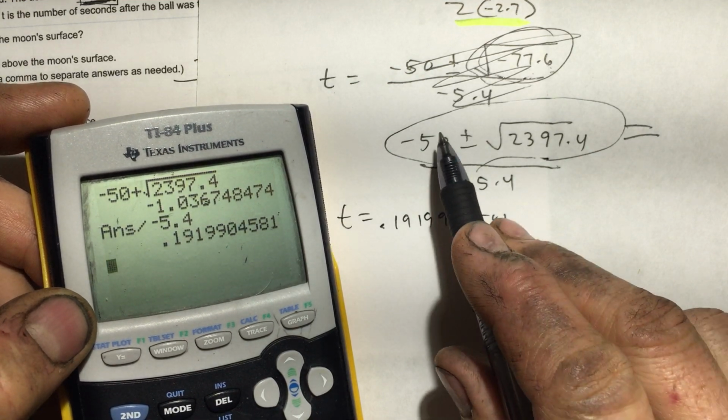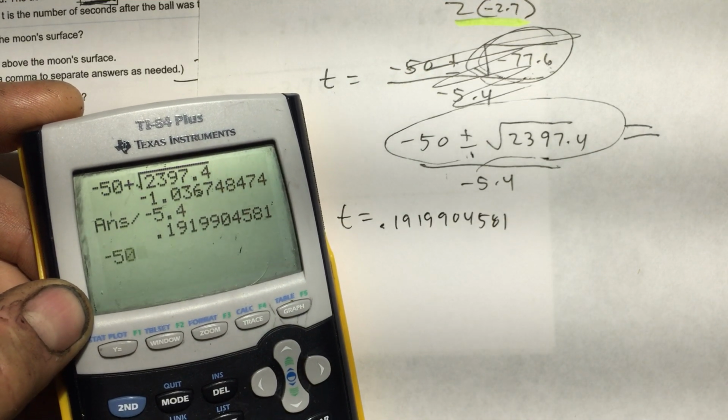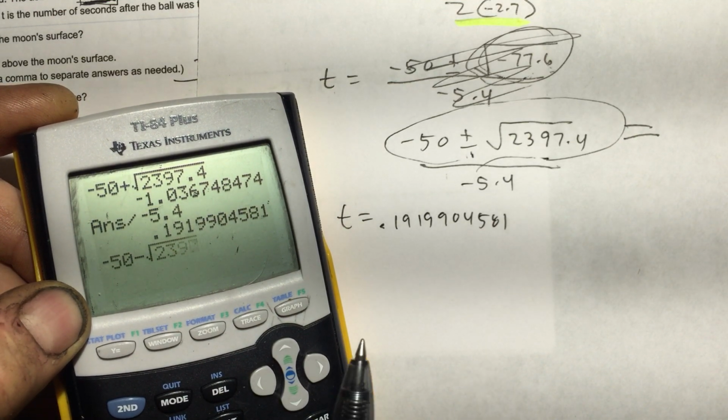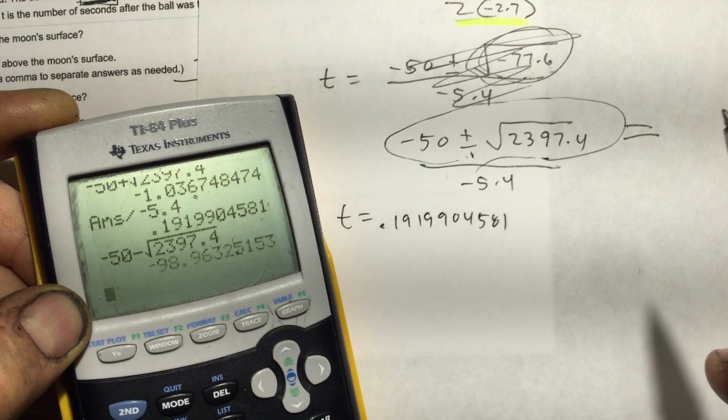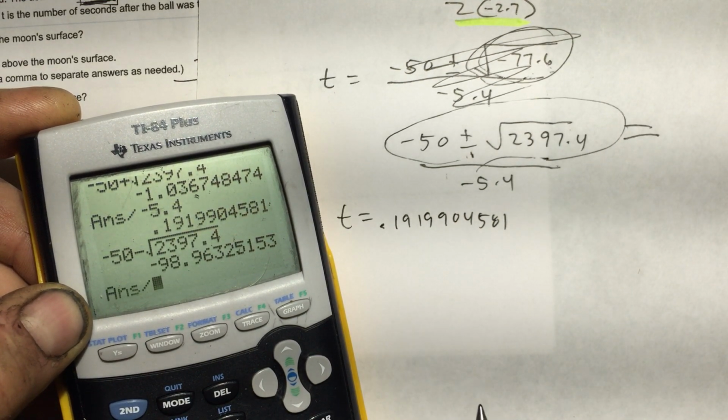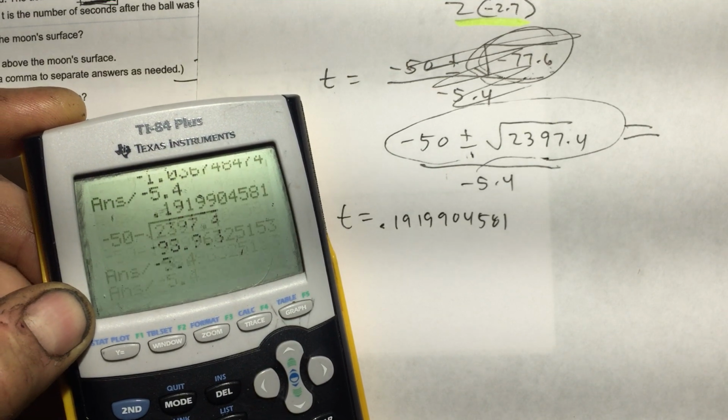Now what's the other answer? So I'm going to do the minus now. Negative 50 minus the radical 2397.4 equals. You always hit equals. You do the top, hit equals, then you divide by the bottom. And there you go.